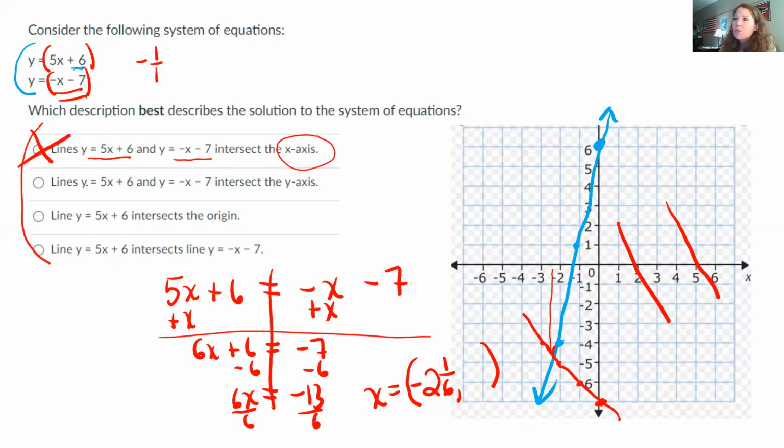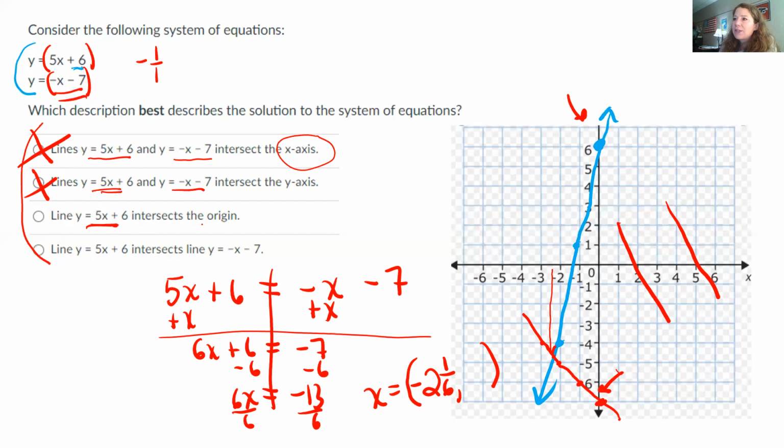No. Well, the second one is very similar. Lines, the first and second line intersect the y-axis. Well, they both do. This intersects the y-axis and this intersects the y-axis. But that doesn't mean the reason they have one solution is because they intersect the y-axis. So this one doesn't have any bearing on our answer.